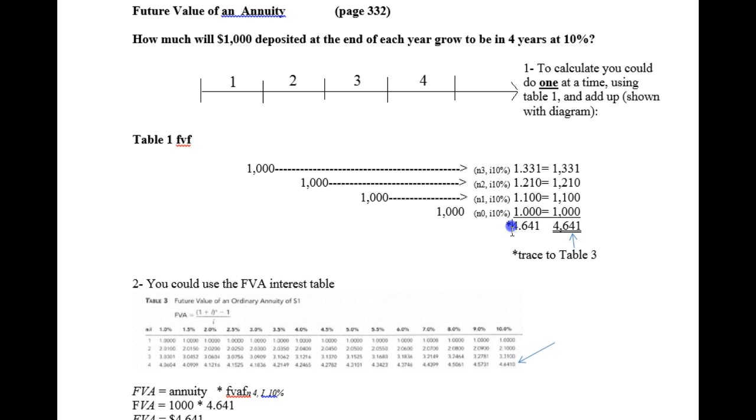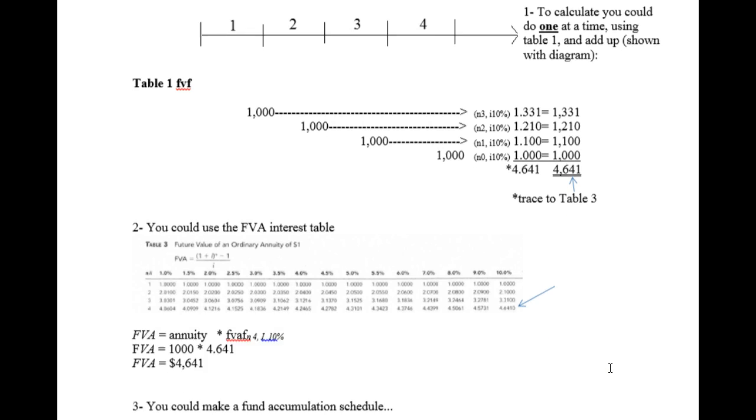Total the interest factors, and it's 4.641. Total the amounts, and it's 4,641. And you could trace this number to table 3. Table 3 is an accumulation of the table 1 amounts. So here's a cut and paste from table 3, and if you go to 10% and 4 periods, you'll see that those two numbers in fact do agree.